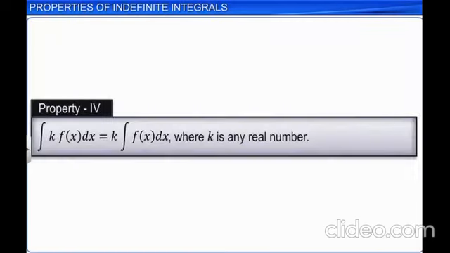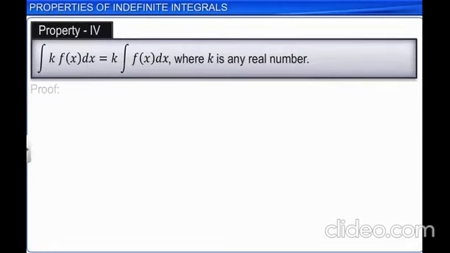The next property of indefinite integration states that the integral of a constant multiple of a function is a constant multiple of the integral of the function. That is, the integral of k into f of x dx is equal to k into integral of f of x into dx, where k is any real number. Let's see the proof of this property.